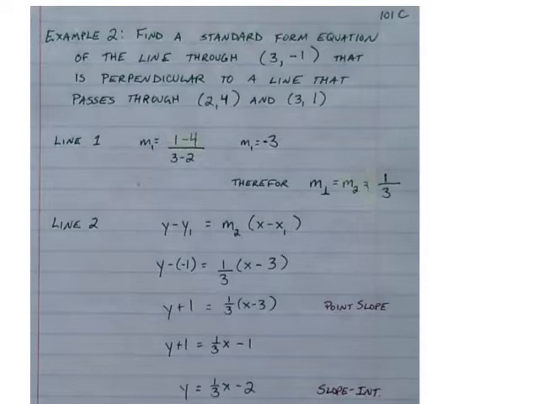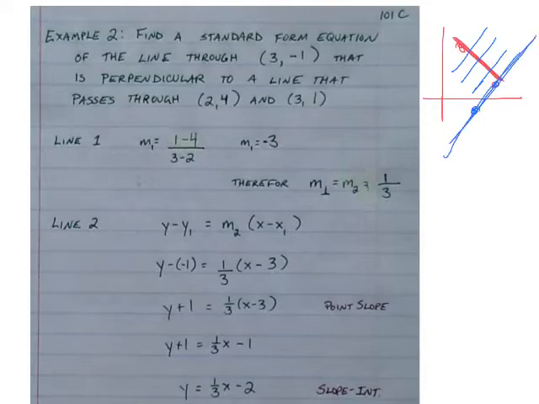Example 2. Find the standard form equation of the line through 3, -1 that is perpendicular to a line that passes through 2, 4, and 3, 1. So we have a line that passes through 2, 4, something like that, and 3, 1. So we have this red line, and we want a line that is perpendicular to it. So something like this or this or this that passes through 3, -1. So probably about this line, 3, -1.